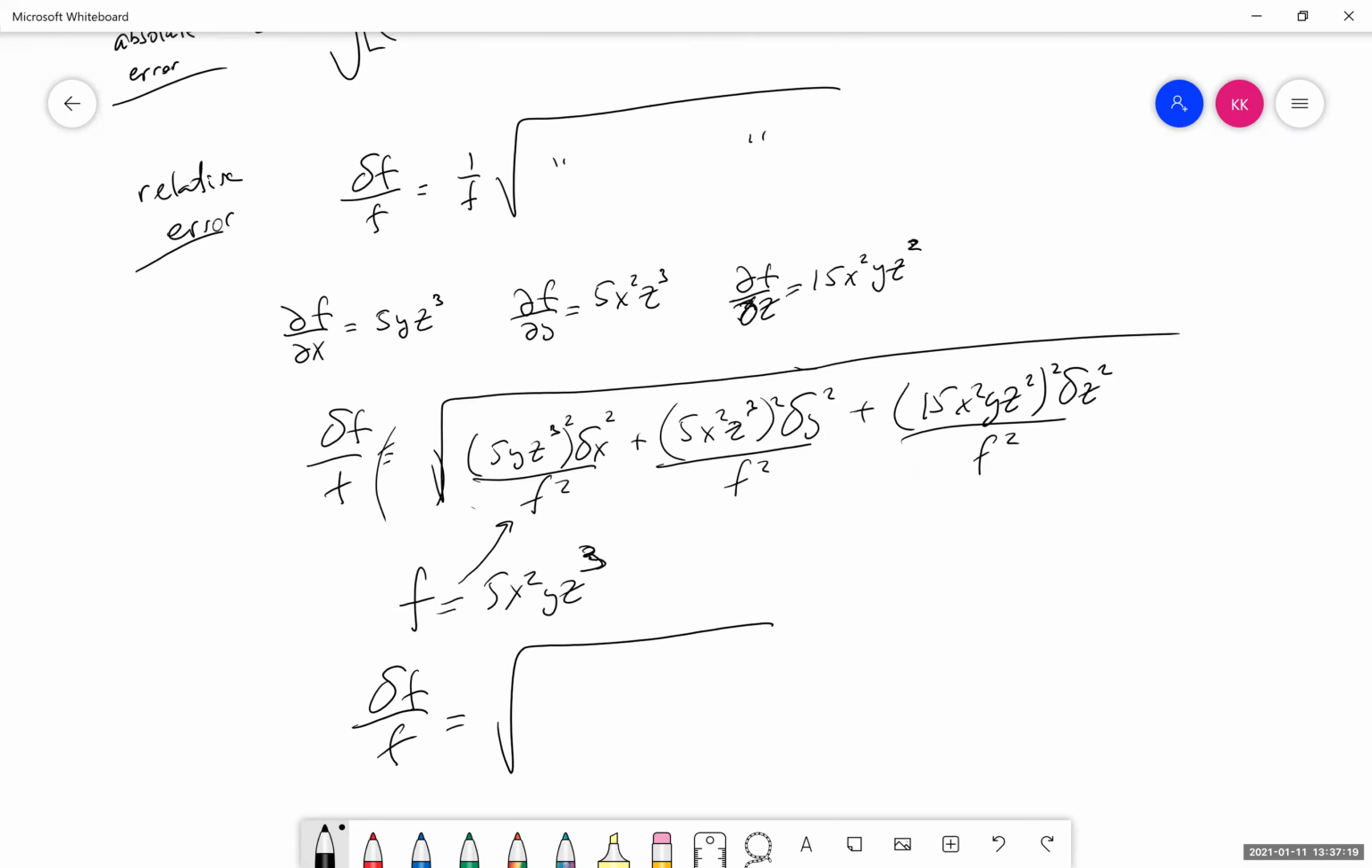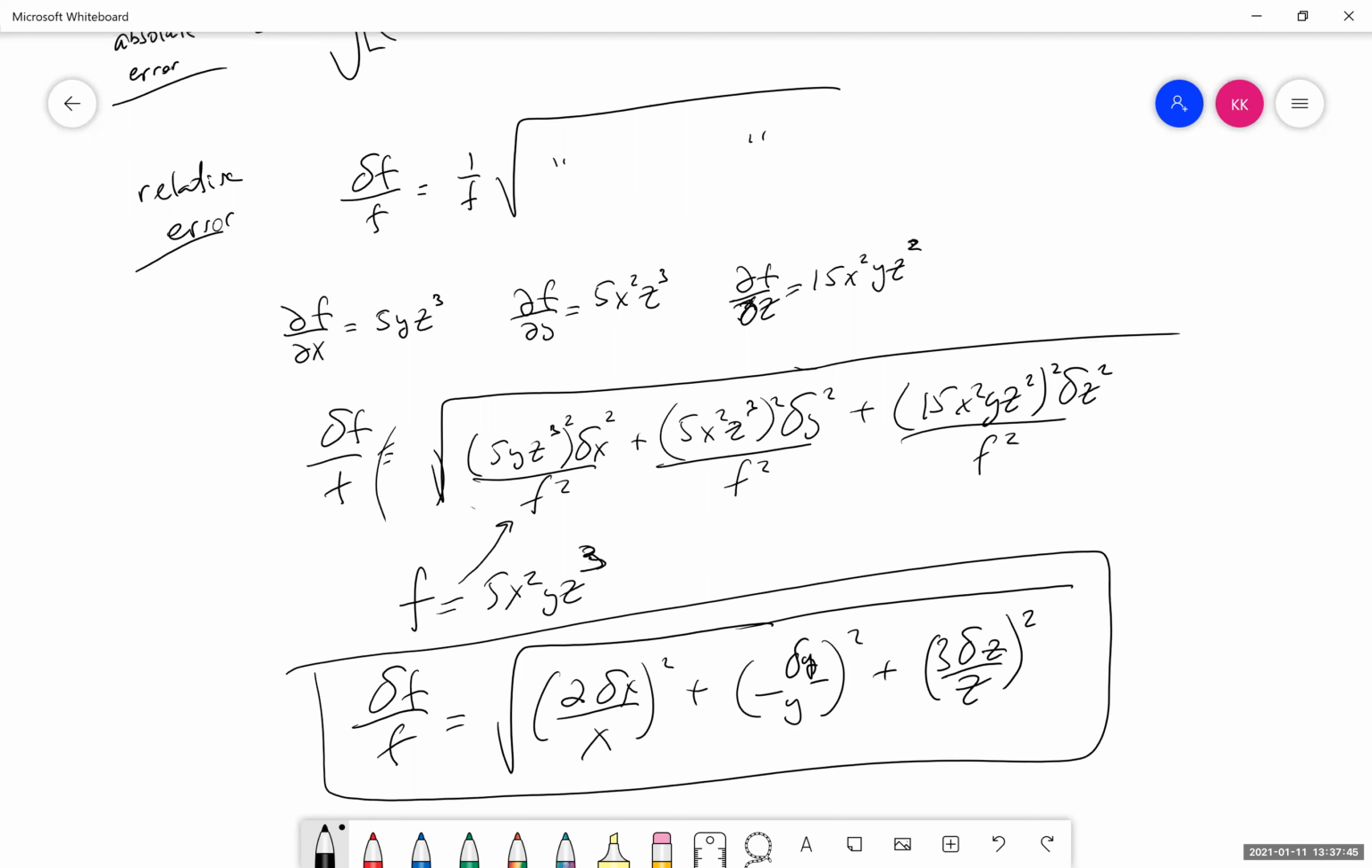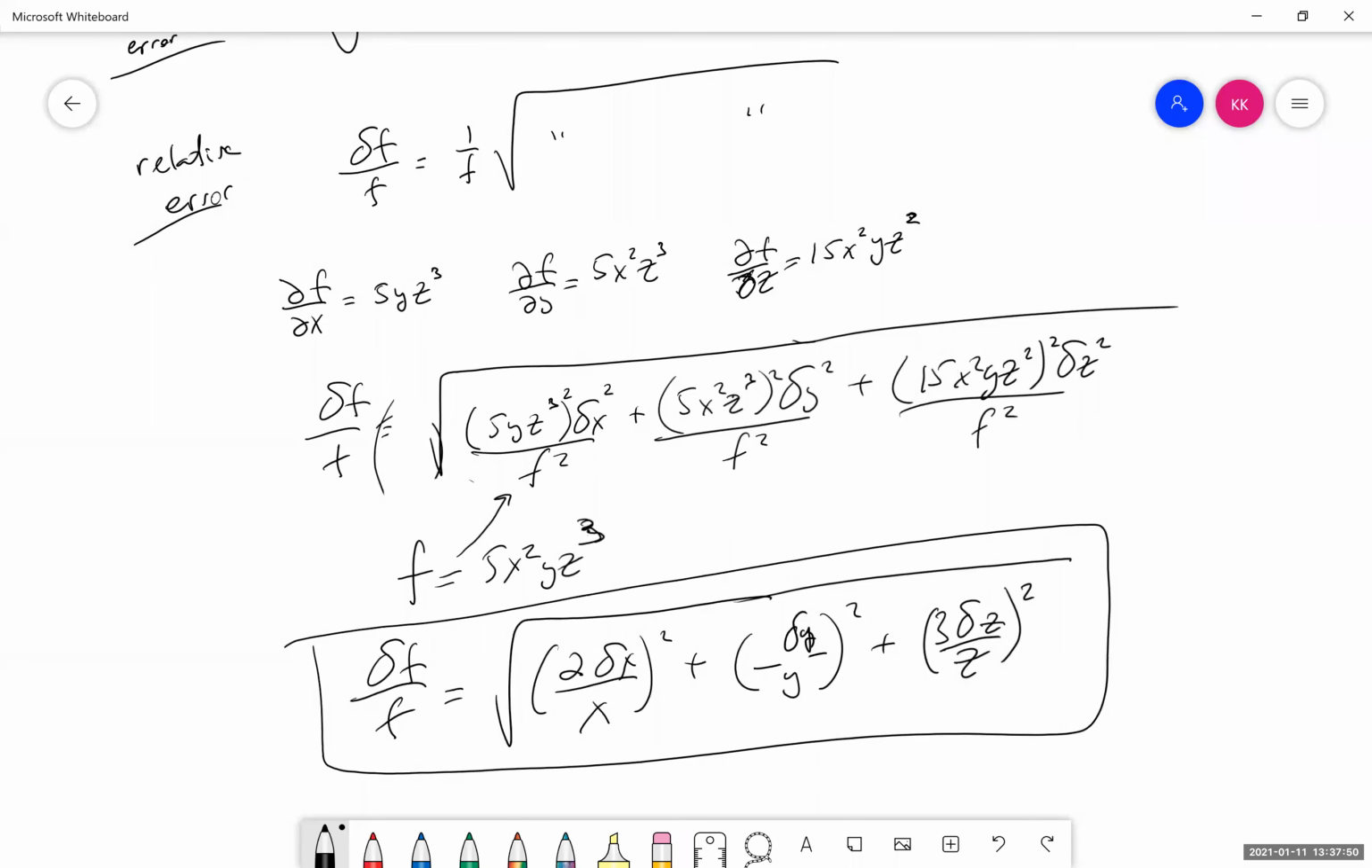square root of 2 sigma x over x, squared, plus sigma y over y, squared, plus 3 sigma z over z, squared. And then we can just plug in and calculate if you are given the values of x, y, and z. In this particular case you were not, but if you were given, you can also do this calculation.